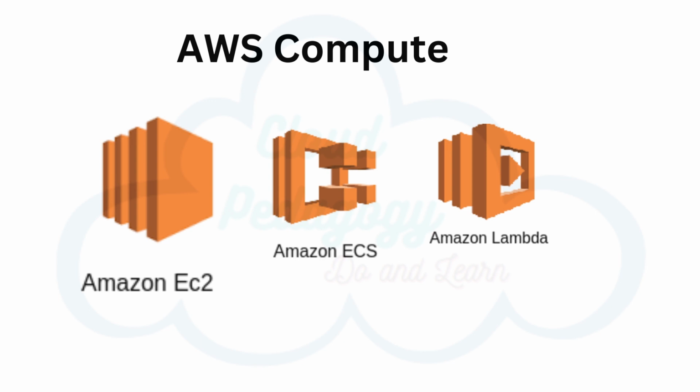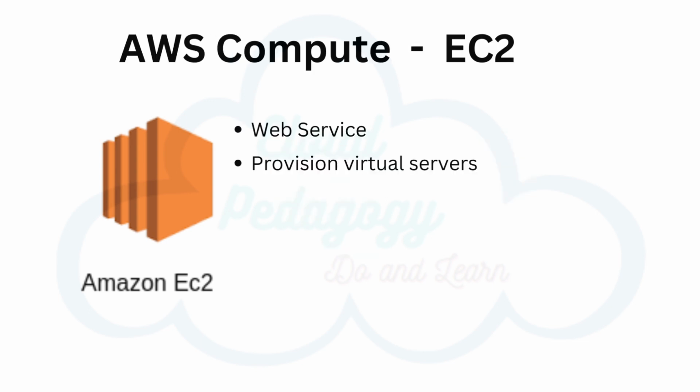Now we'll try to understand one of the compute options, which is Amazon EC2. Amazon EC2 is a web service that provides secure, resizable compute capacity in the cloud. It allows you to provision virtual servers called EC2 instances. Although AWS uses the phrase web service to describe it, it doesn't mean that you are limited to running just web servers on your EC2 instances.